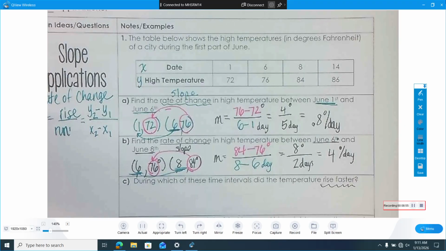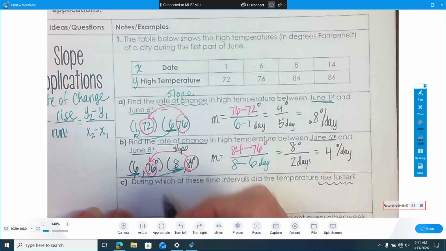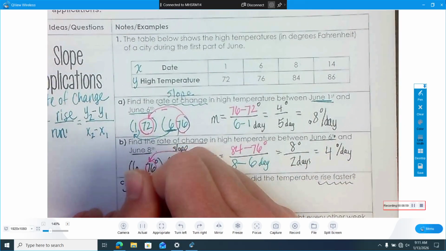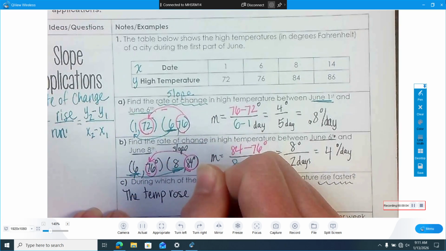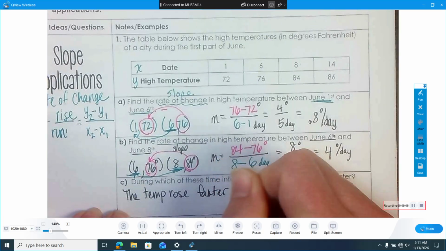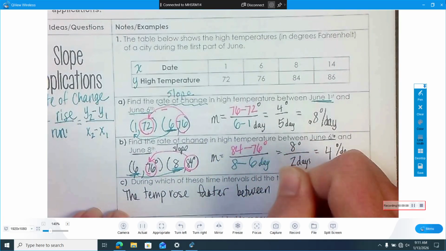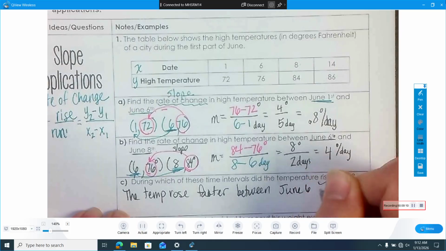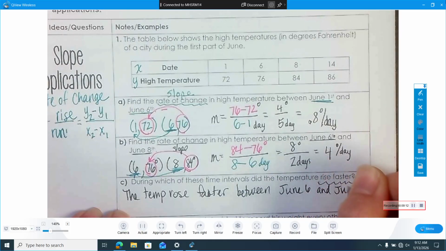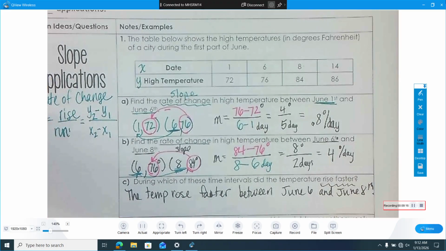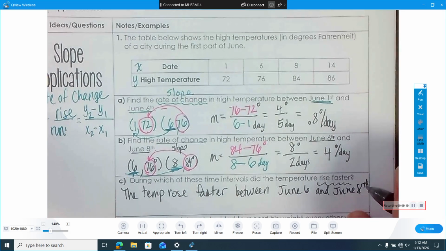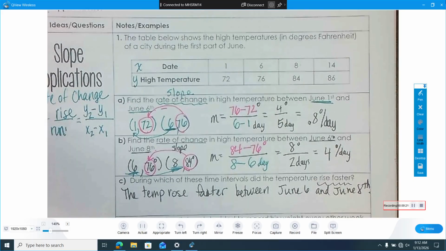Does that make sense to you? Okay. So the temperature rose faster between June 6th and June 8th.